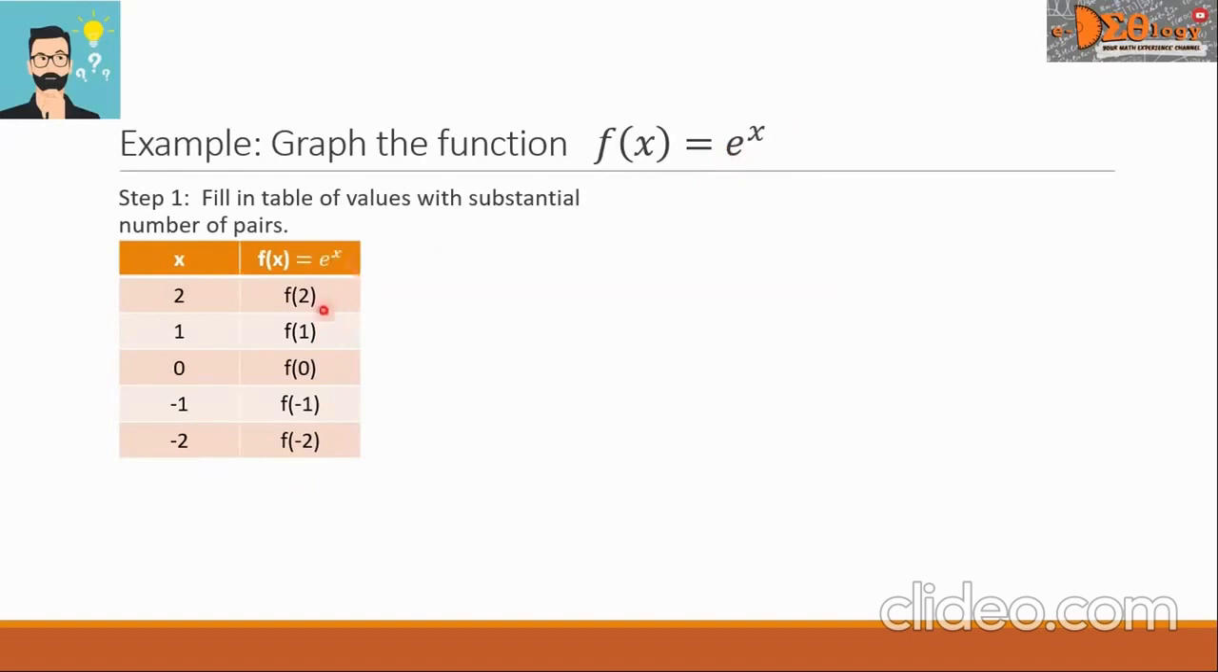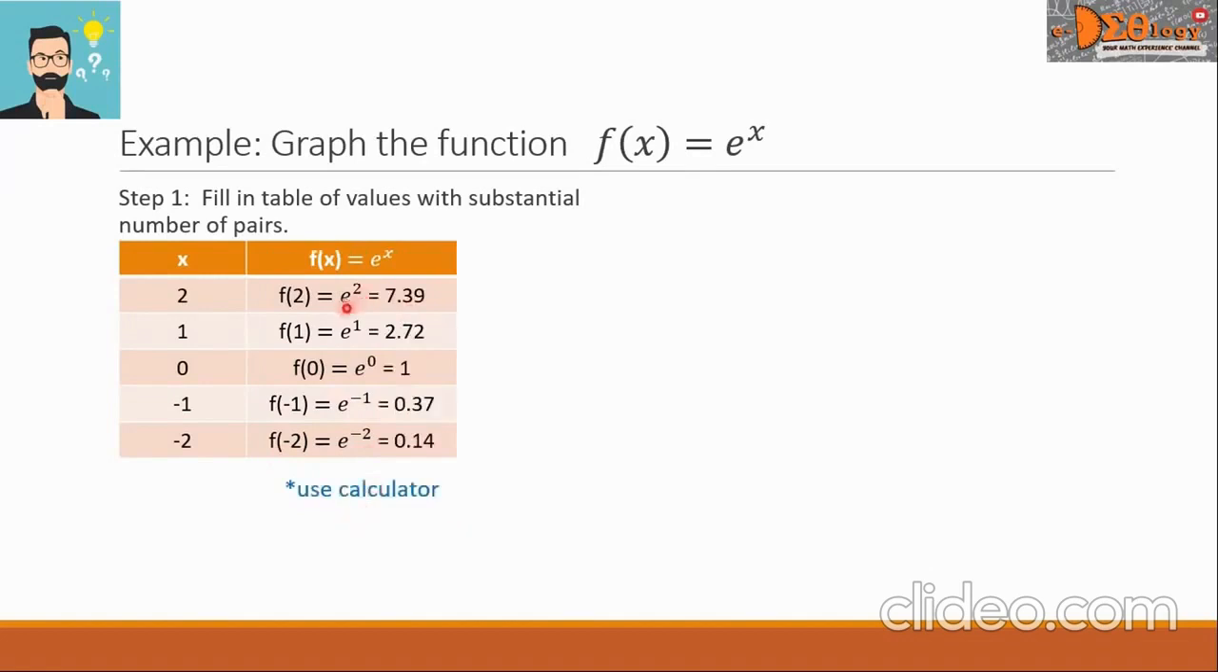It means to say, when we evaluate f of 2, we will have e squared. For f of 1, we will have e raised to 1. F of 0 equals e raised to 0. F of negative 1 equals e raised to negative 1, and f of negative 2 equals e raised to negative 2. Using our calculator, we will have the values e squared equals 7.39, e raised to 1 equals 2.72, e raised to 0 equals 1, e raised to negative 1 is 0.37, e raised to negative 2 equals 0.14.